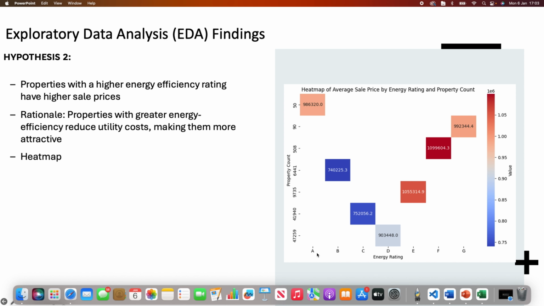So we have the energy efficiency ratings on the x-axis, the property count on the y-axis, and also within the cells, and then a heat map showing the average sale price for each band. So there doesn't appear to be an observable correlation. We can see that Class B has the cheapest average price, and Class F has the most expensive average price, which would suggest this hypothesis is not supported.